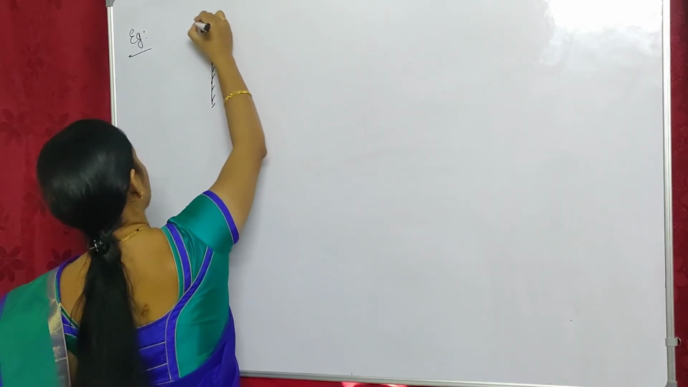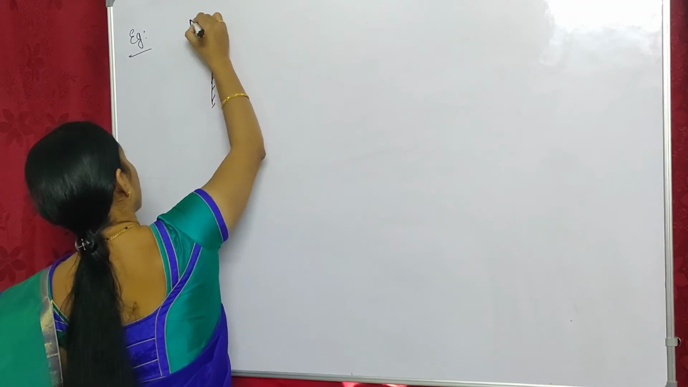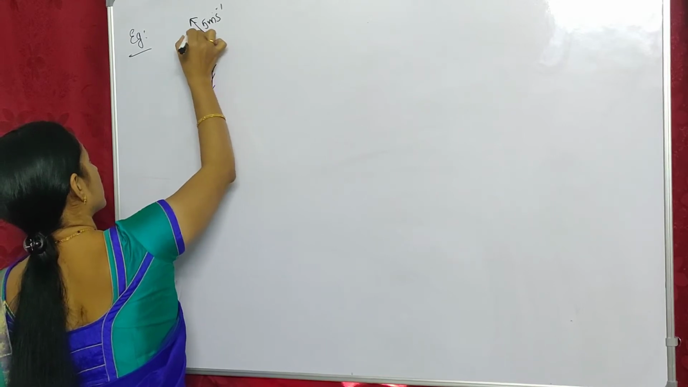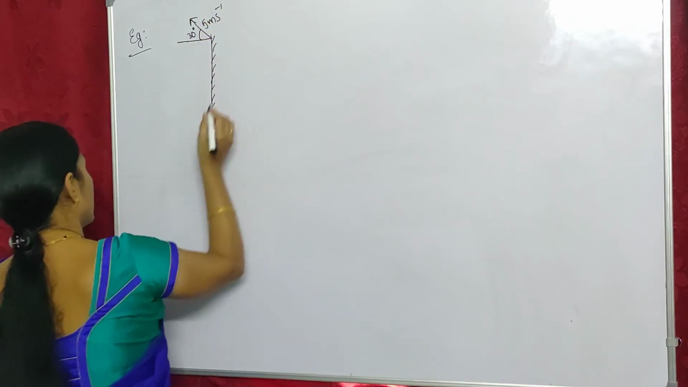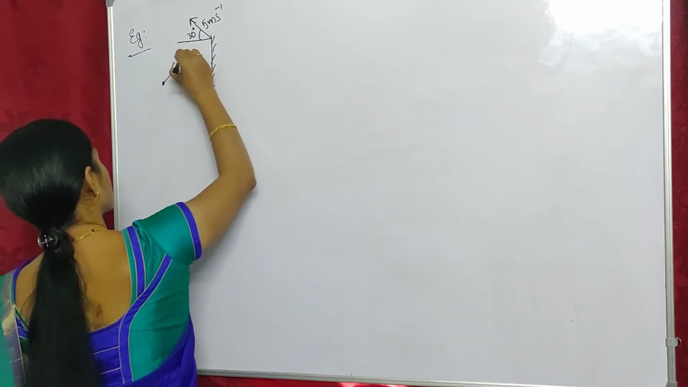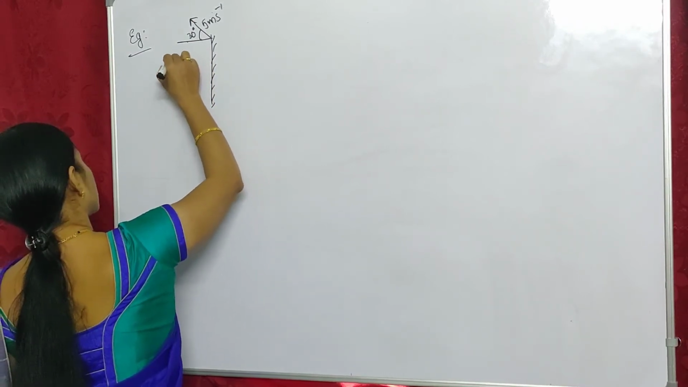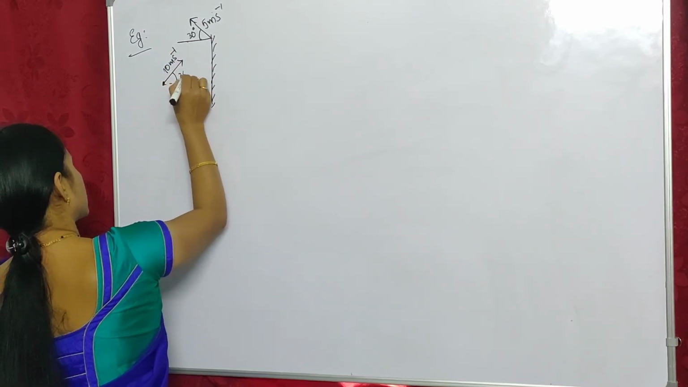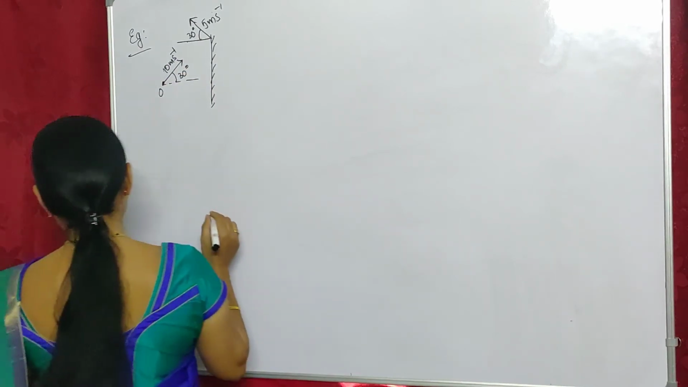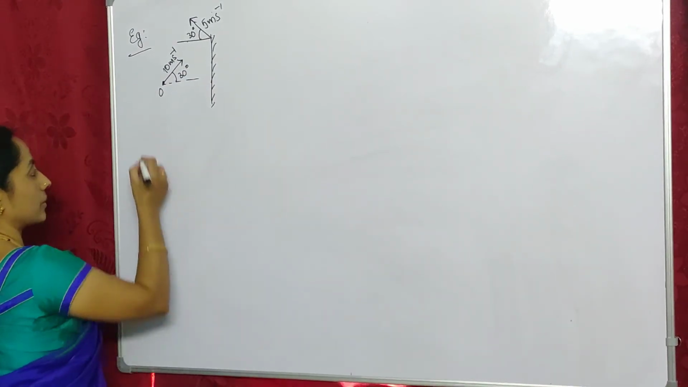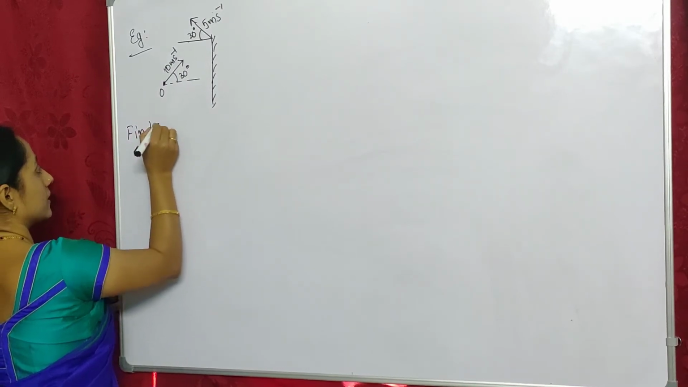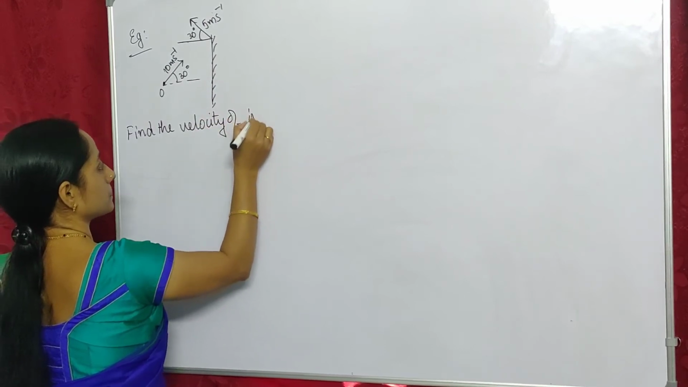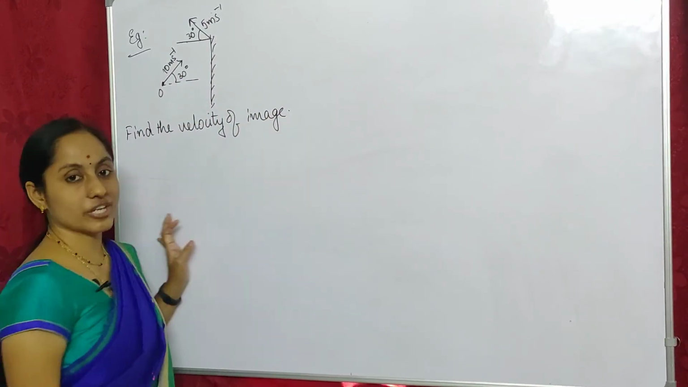Mirror is moving with 5 meter per second velocity and it is making an angle 30 degrees with the horizontal, and then the object is also making an angle and moving with 10 meter per second and making an angle 30 degrees with the horizontal. This is object. Now we need to find the velocity of image. Again the question is find the velocity of the image.